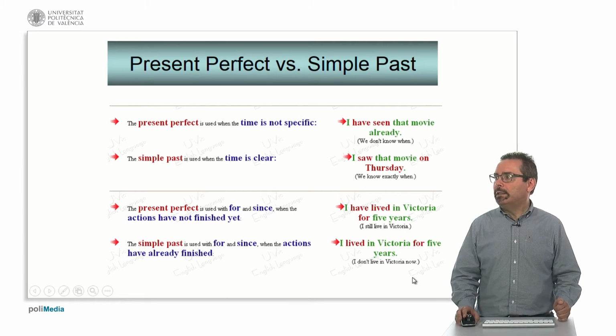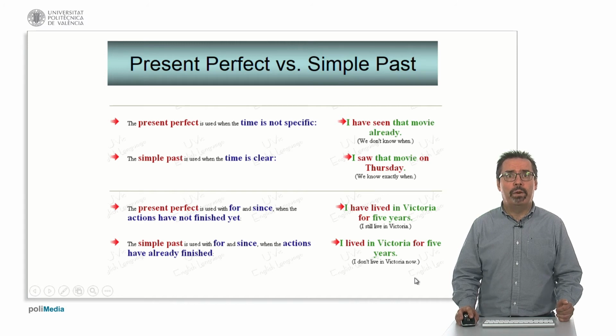And the last difference is between the present perfect use with for and since, when the actions have not finished yet. I have lived in Victoria for 5 years. I still live in Victoria. But we use the simple past associated with for and since, with the actions that have already finished. For example, I lived in Victoria for 5 years. I don't live there anymore.